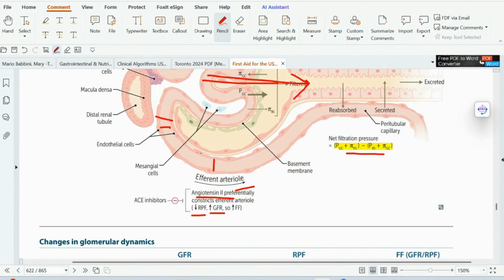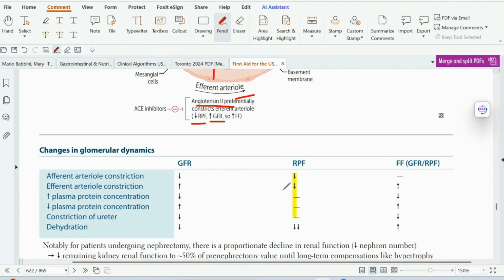If this is contracted now, what's going to happen? GFR will increase, RPF will decrease. That makes sense? And then because of the division, you see the increase in filtration fraction.